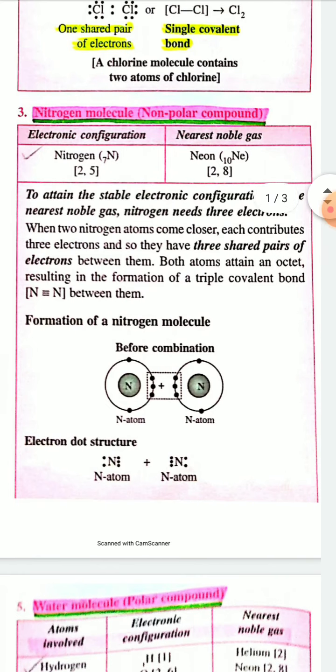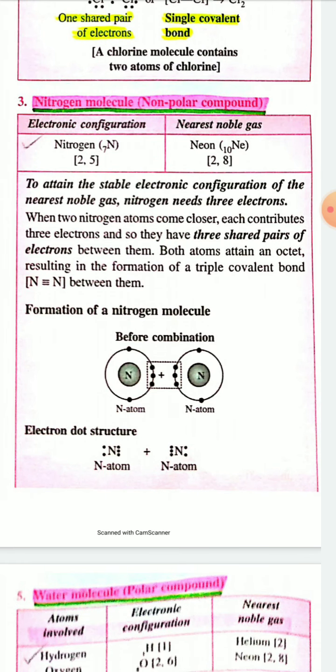Next, nitrogen molecule. You know nitrogen has a total of 5 electrons in the valence shell. So to attain the stable electronic configuration of the nearest noble gas, the nearest noble gas of nitrogen is neon. Its atomic number is 10, while nitrogen has atomic number 7. So the electronic configuration of nitrogen is 2, 5. To attain the stable electronic configuration of neon, nitrogen needs 3 electrons.